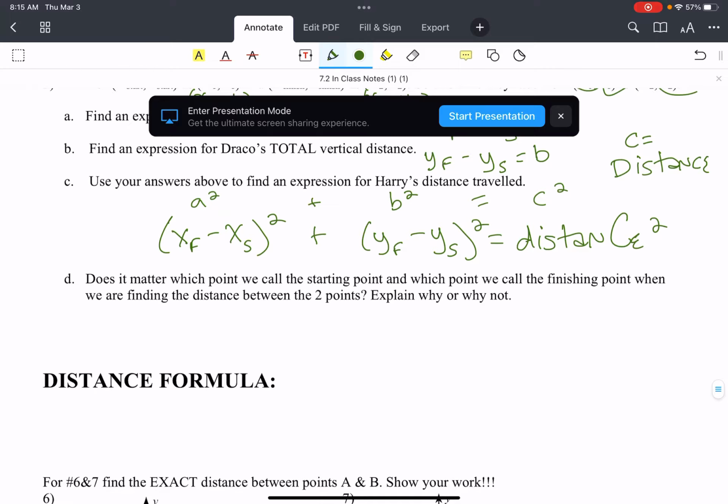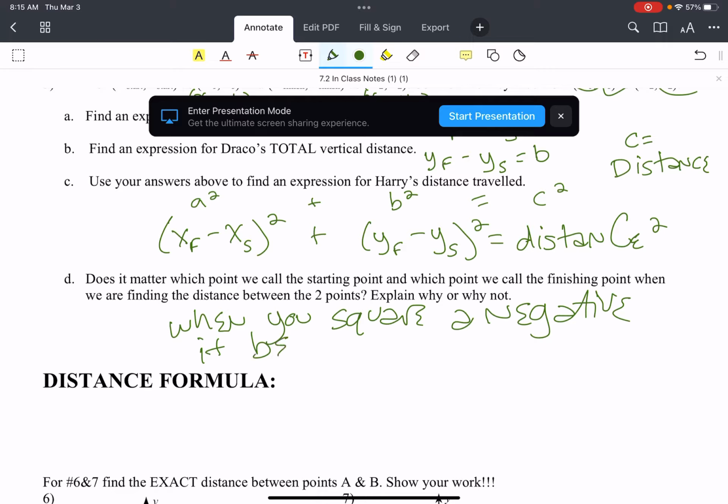So the whole point of what we're doing today is to come up with a distance formula, okay? Remember, we already kind of talked about this D part here. It doesn't really matter because when you square a negative, it becomes positive. So that's why you don't have to worry about which order you subtract them in as long as it's the same throughout. Because on our last page when we had the negative 10, when you square it, it becomes positive. Because two negatives always make a positive.